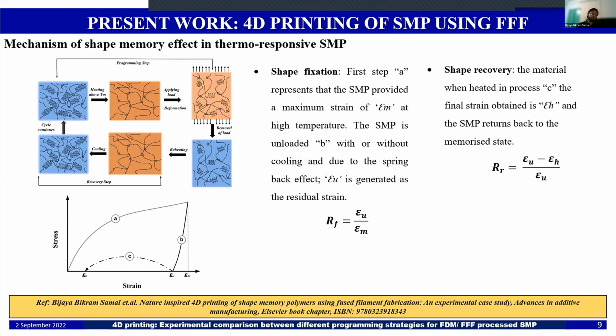So here we have two concepts coming up. The first one is shape fixation and the second is shape recovery. Shape fixation is the ability of the shape memory polymer to get fixed at a certain angle or certain deformation, which you can compare with an elastic rubber band. If we stretch an elastic rubber band, we cannot fix it, so we cannot say that it is a shape memory polymer. For shape memory polymer, we have to have shape fixation. And shape recovery is the ability of the material to recover to the programmed state from the deformed state.